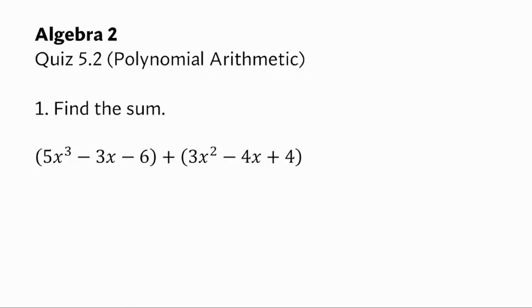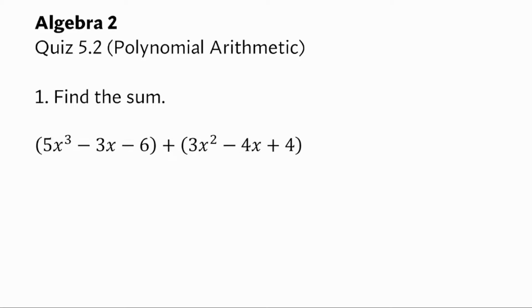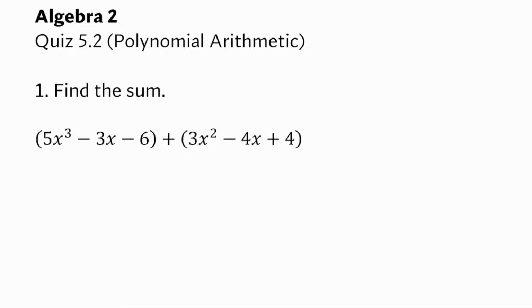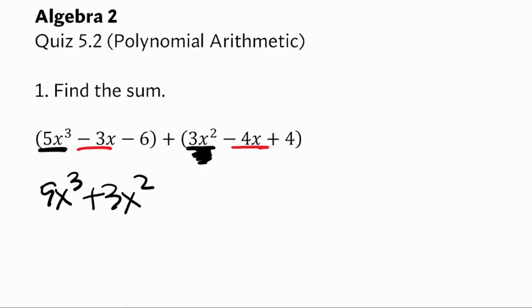Alright, now let's do form B. So we're going to find the sum, and we're just going to be combining like terms. I only see the 1x cubed, so 5x to the 3. Okay, I only see the 1x squared right there, so it'll be 3x to the 2. In terms of x's, I'm seeing -3 plus -4 would be -7x, and for constants, I see -6 plus 4 is -2.